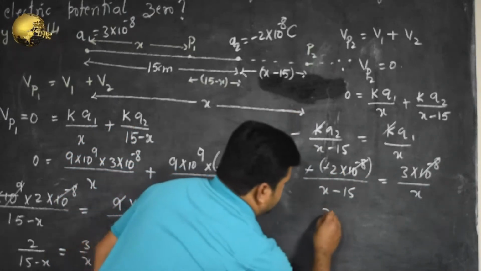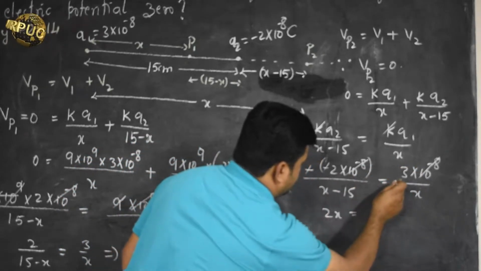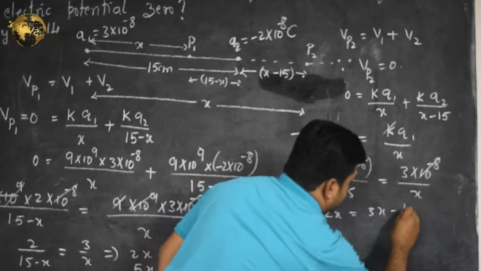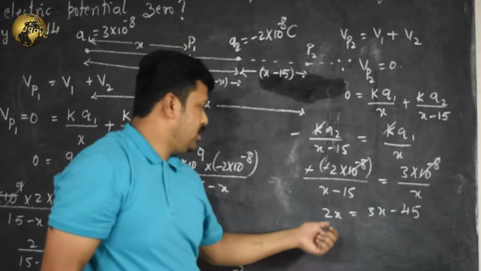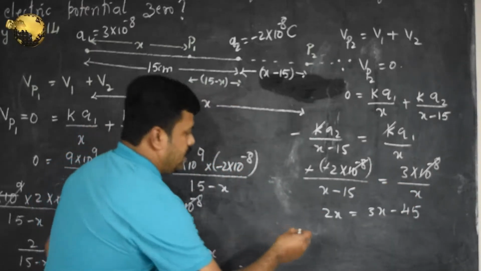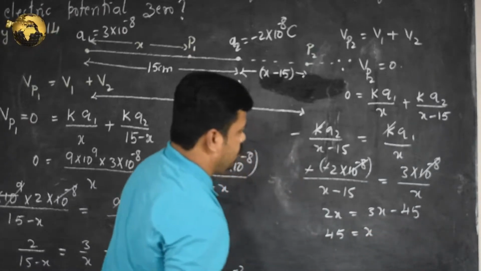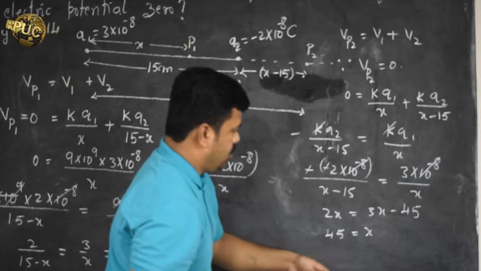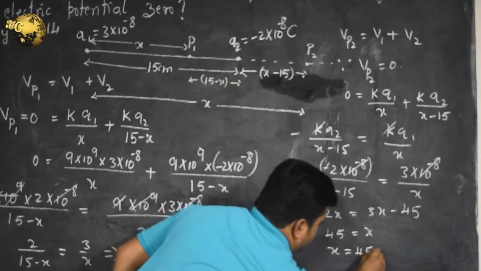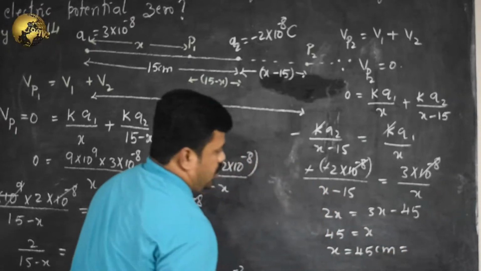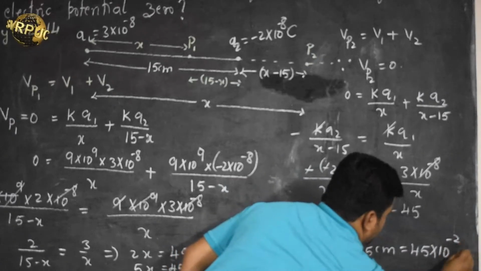On cross multiplication, this will be 2x is equal to 3 into x, that is 3x, minus 45. So 45 I take this side, and 2x onto that side. So, what I get, 45 is equal to x. So x is equal to 45 centimeter. Or you can also call it as 45 into 10 to the power minus 2 meter.